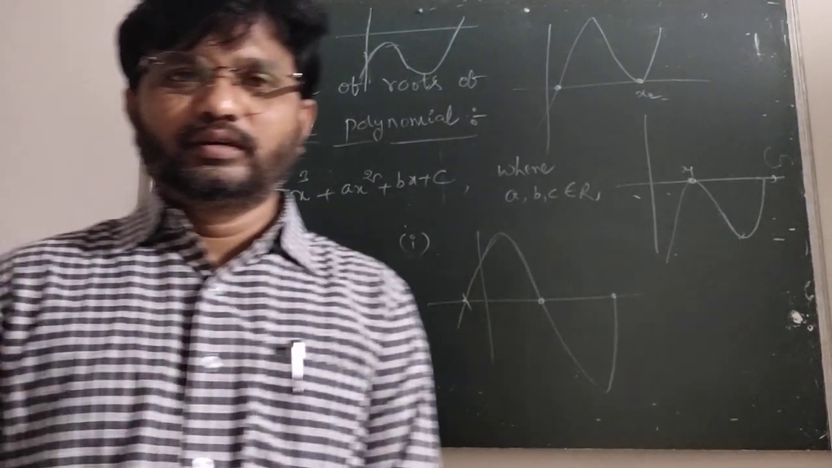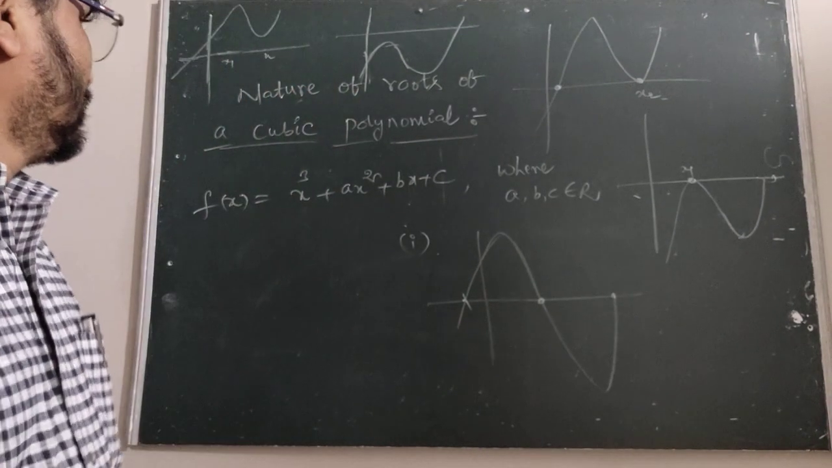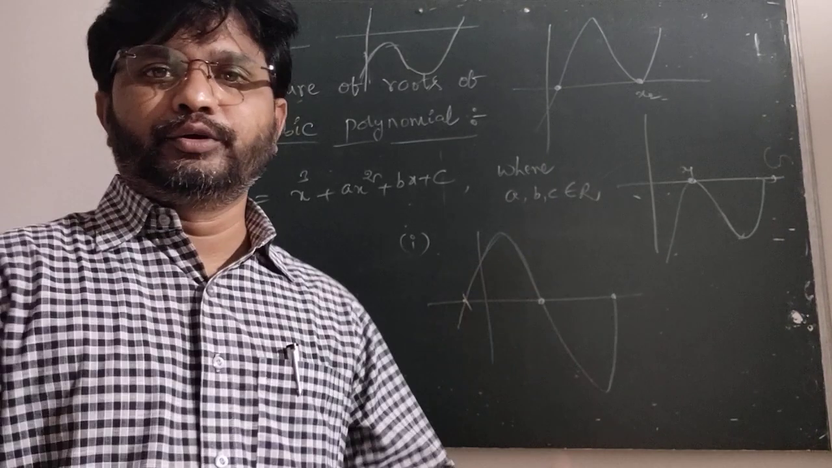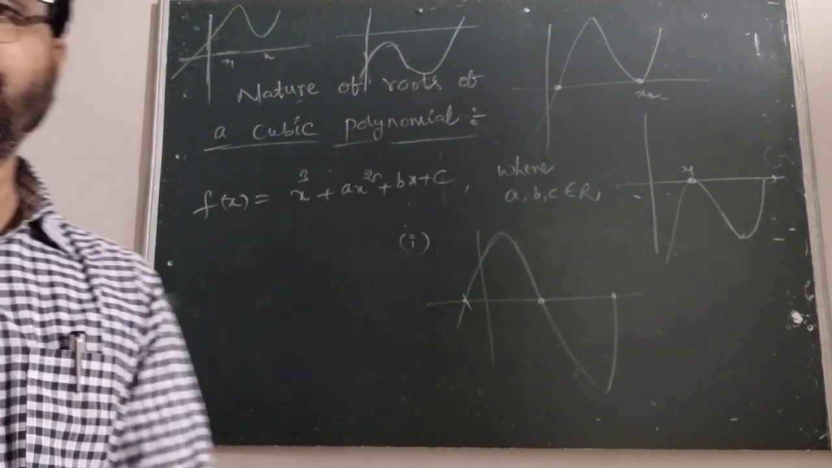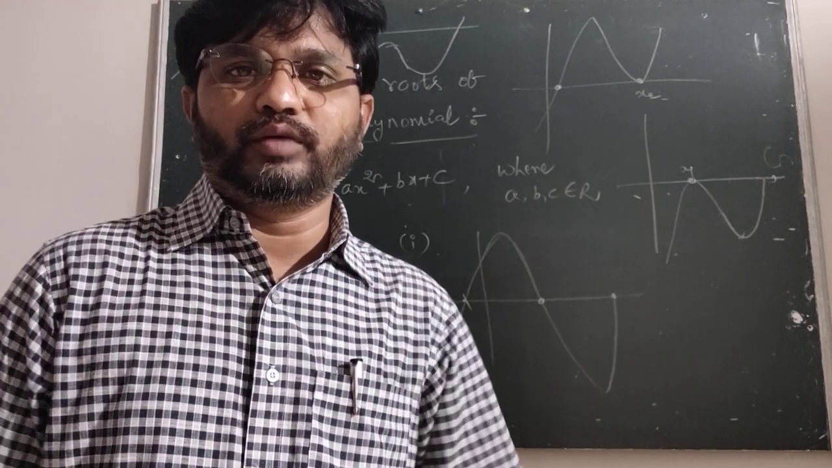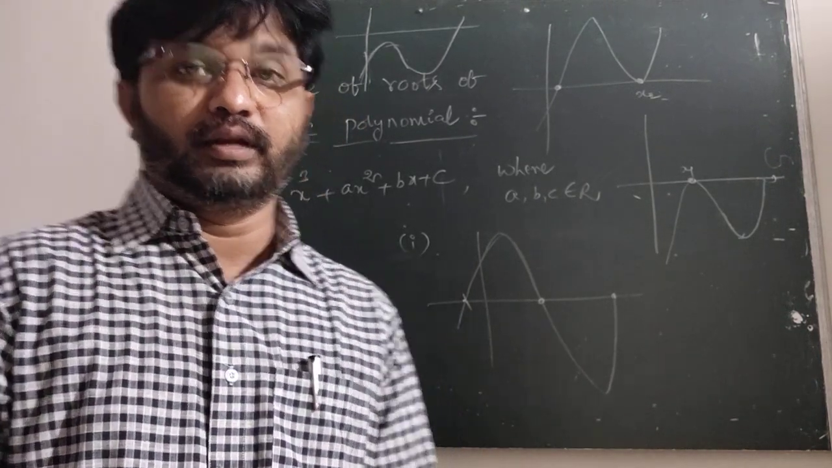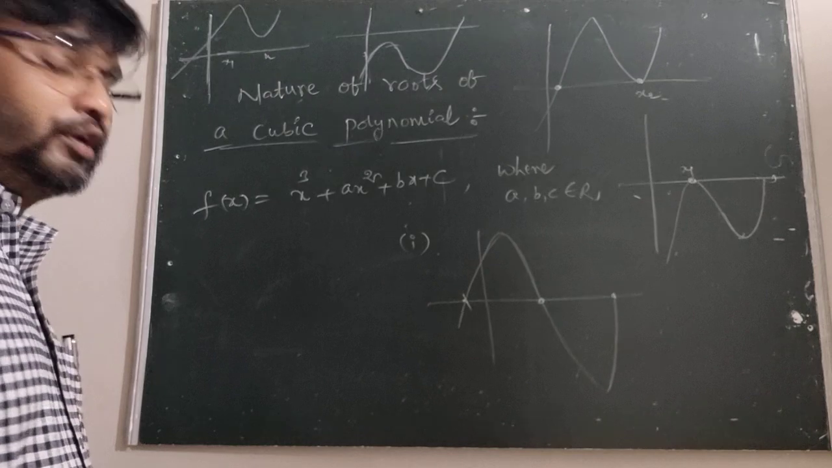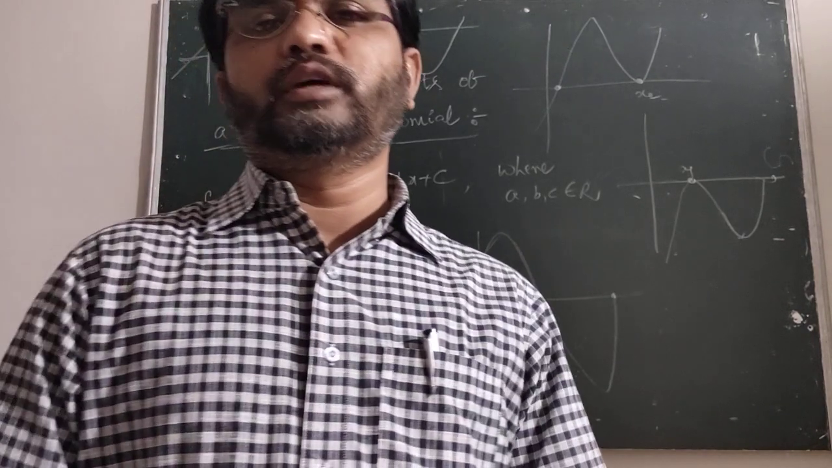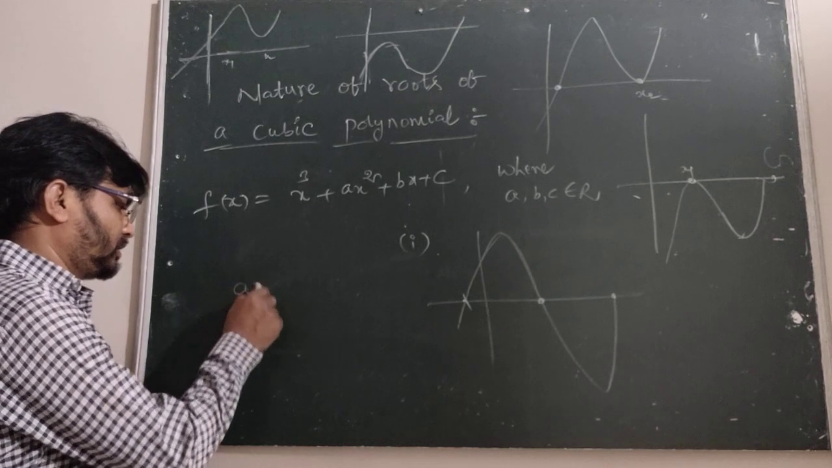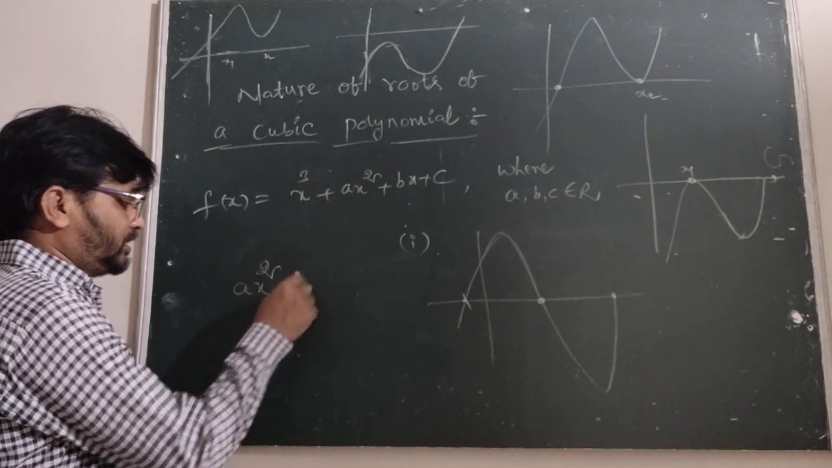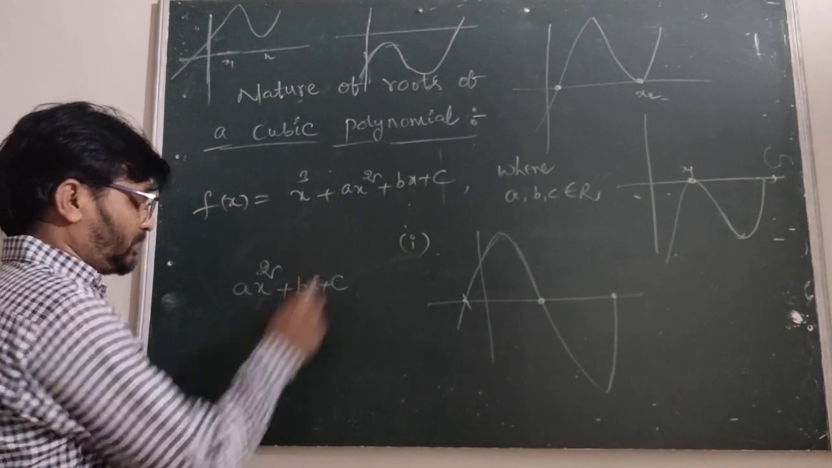Hi everyone, good morning. So today we are going to learn about the nature of roots of a cubic polynomial. First, we know the nature of roots of the quadratic expression. The quadratic expression is ax square plus bx plus c.